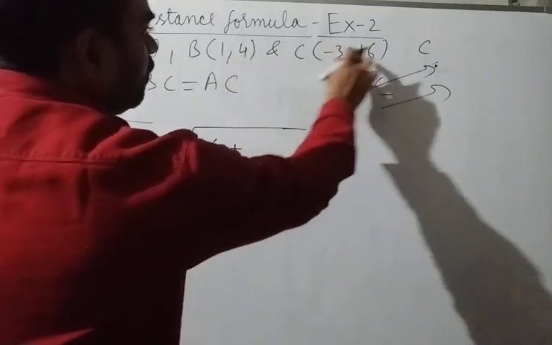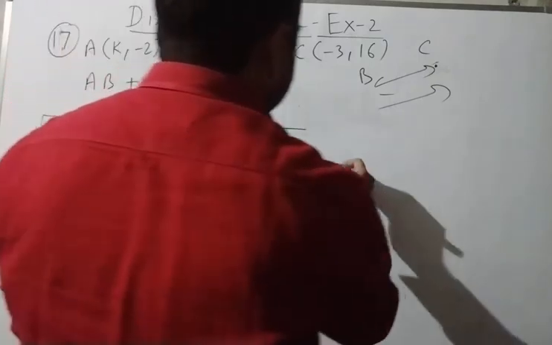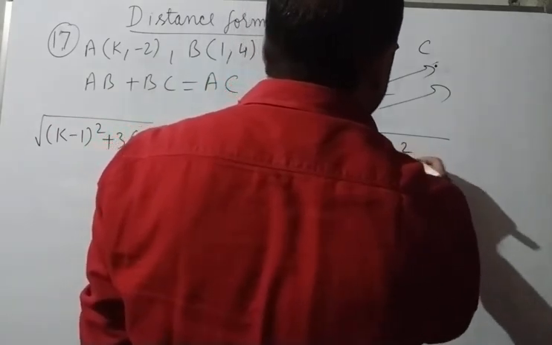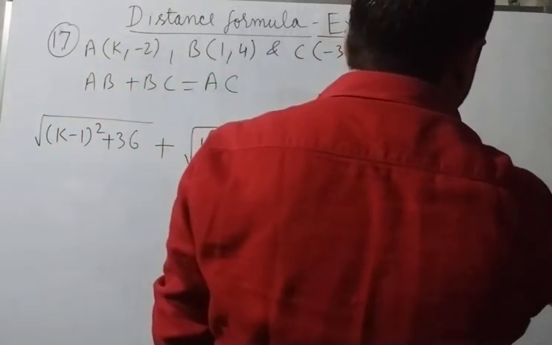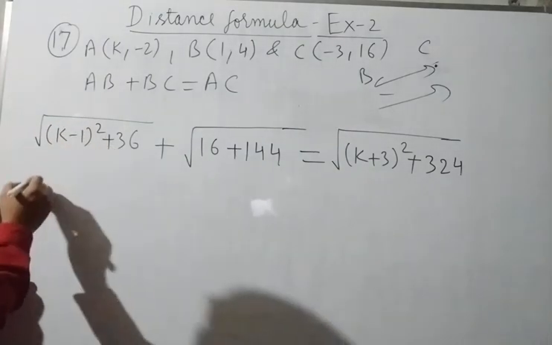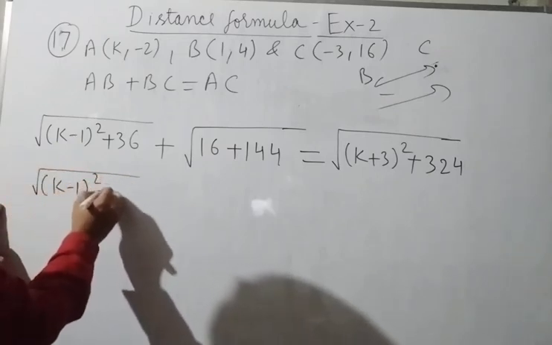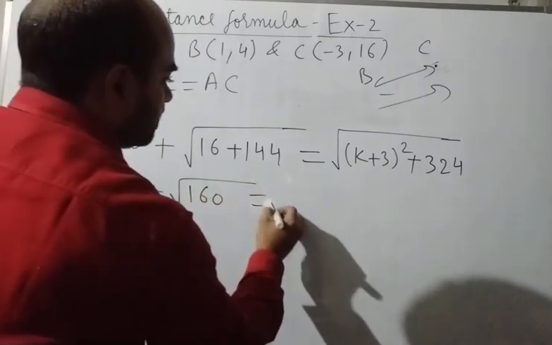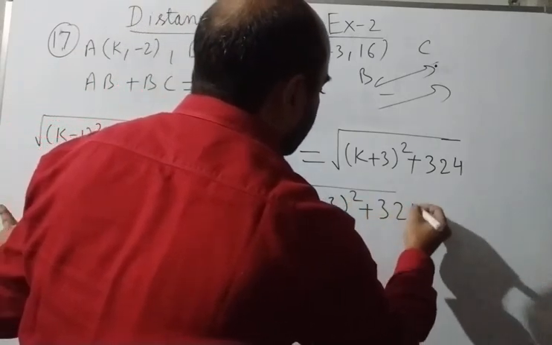16 plus 4 minus 16, that is 12, that is 144, that is BC. Now AC is again (k plus 3) whole square plus (minus 2 minus 16) minus 18, that is 324. Correct? Clear? So this is square root of (k minus 1) whole square plus 36 plus root 160, and this is root of (k plus 3) whole square plus 324.